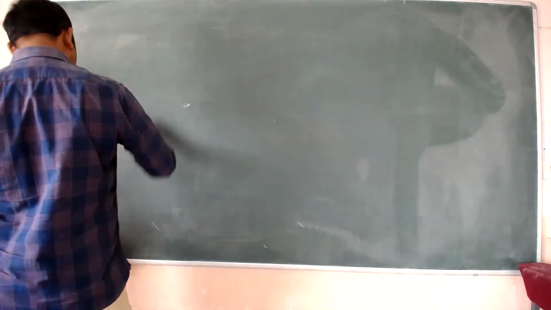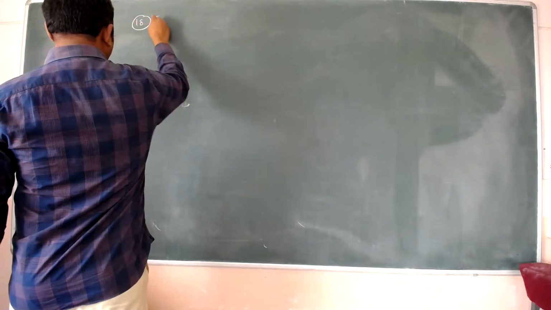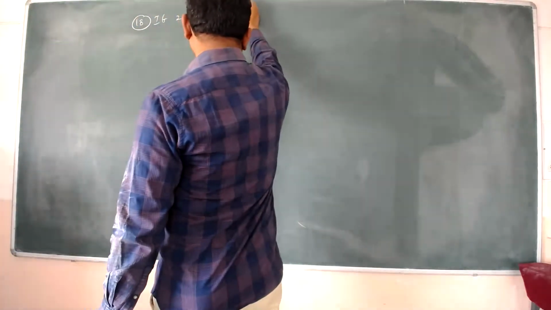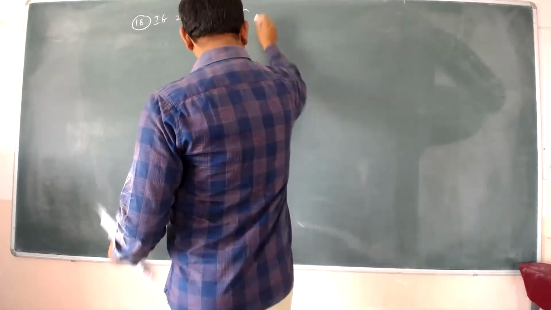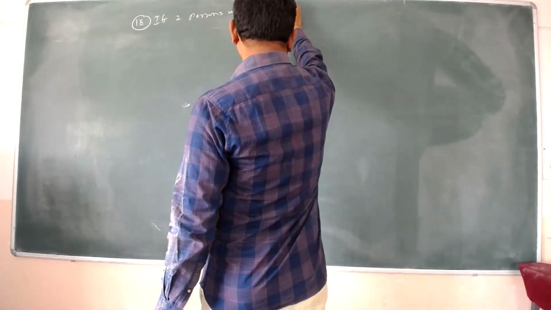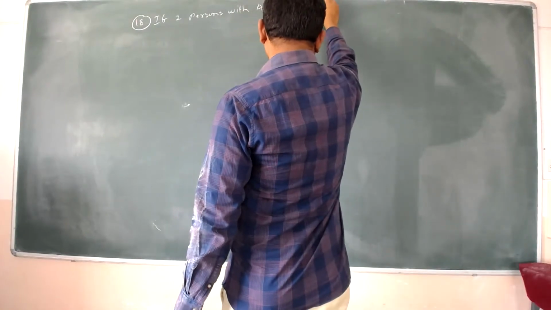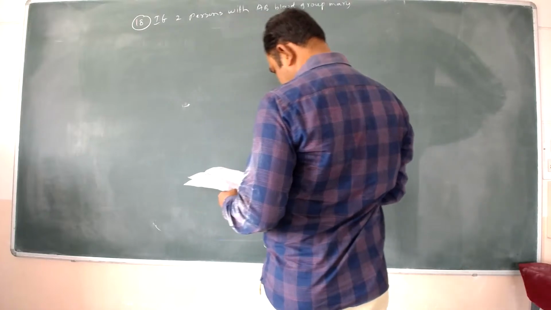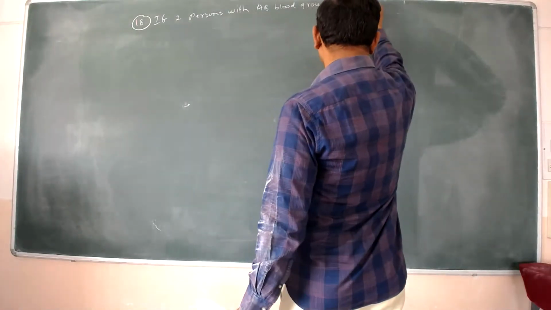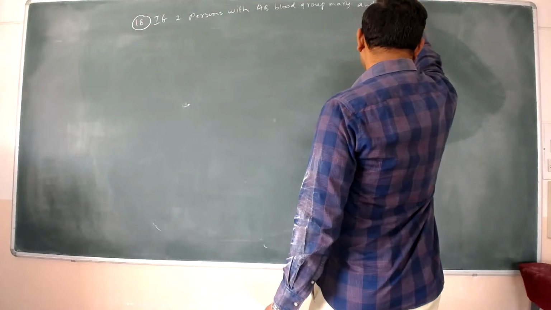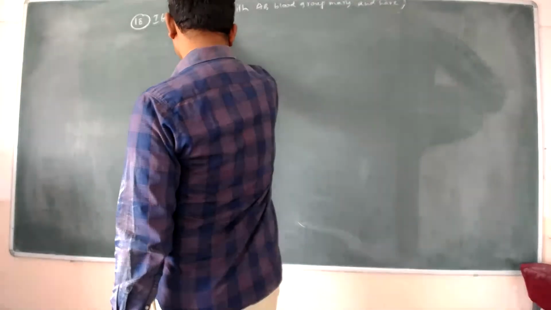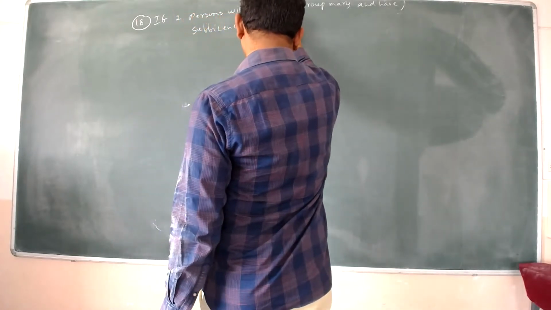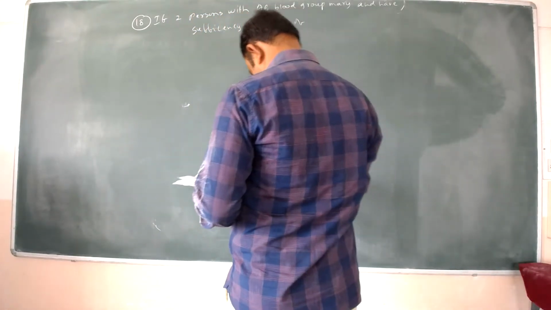If two persons with AB blood group marry and have a sufficiently large number of children.